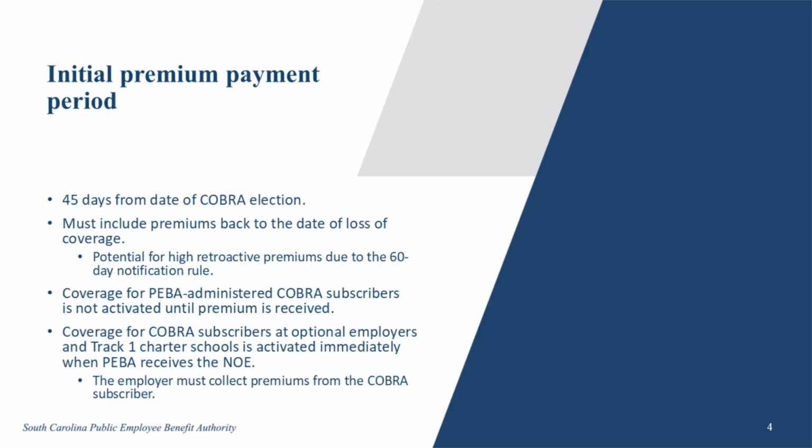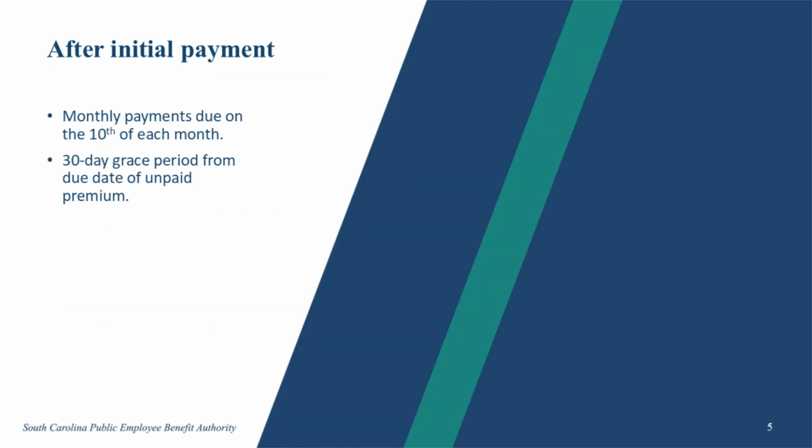For optional employers, coverage is activated when the signed NOE is submitted to PEBA. Note, because of the 60-day rule, if notices are not sent in a timely manner, this can cause a subscriber to have potentially high retroactive premiums. After the initial payment, monthly payments are due by the 10th of each month. There is a 30-day grace period from the due date of the unpaid premium.